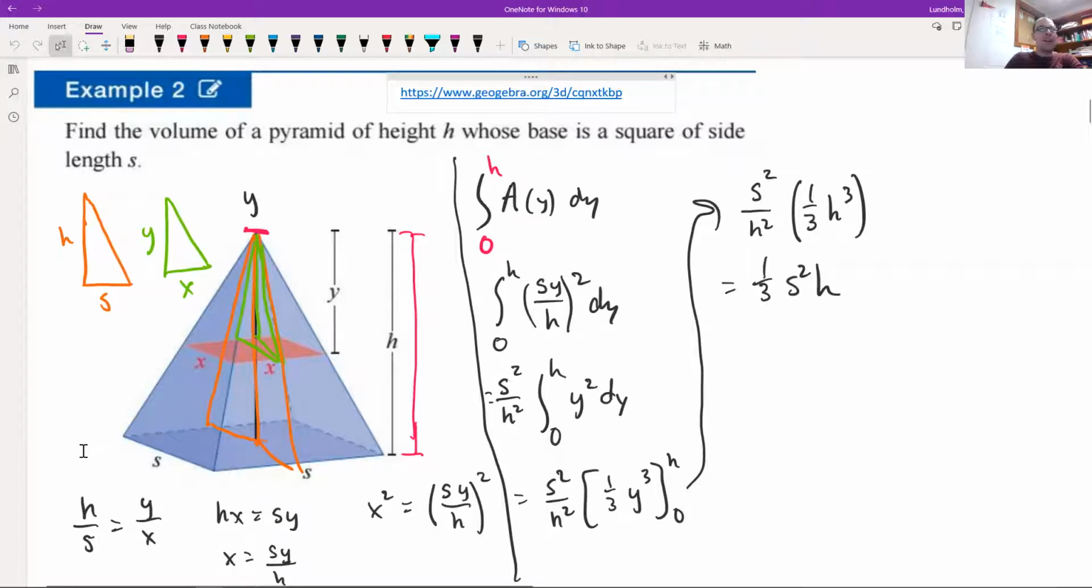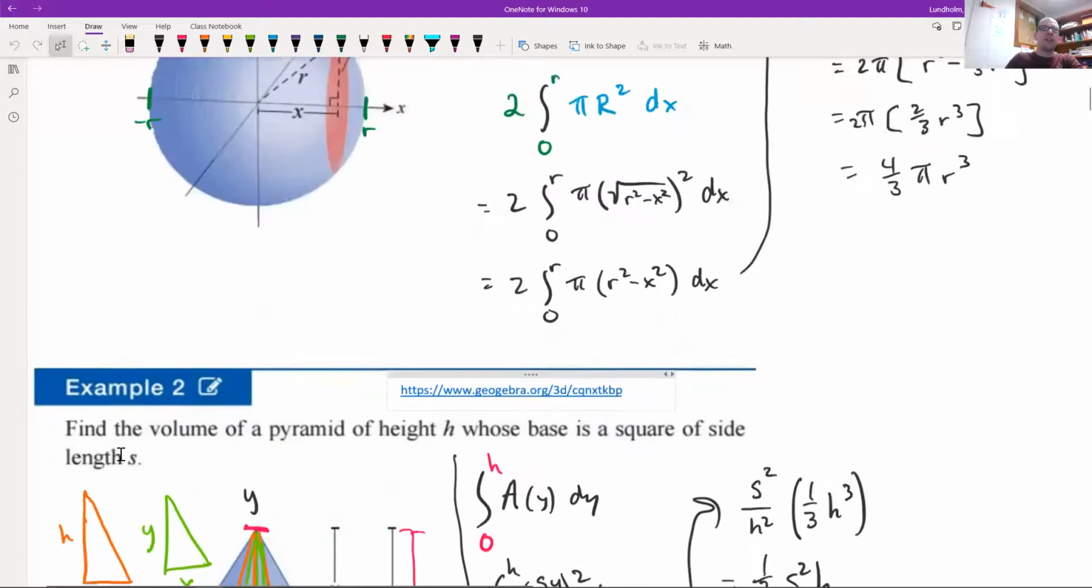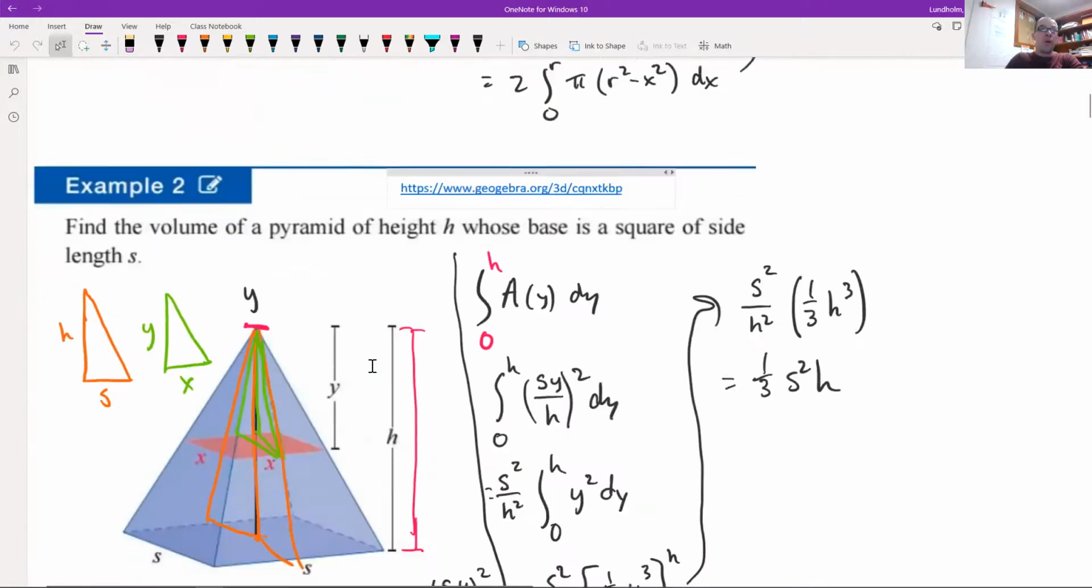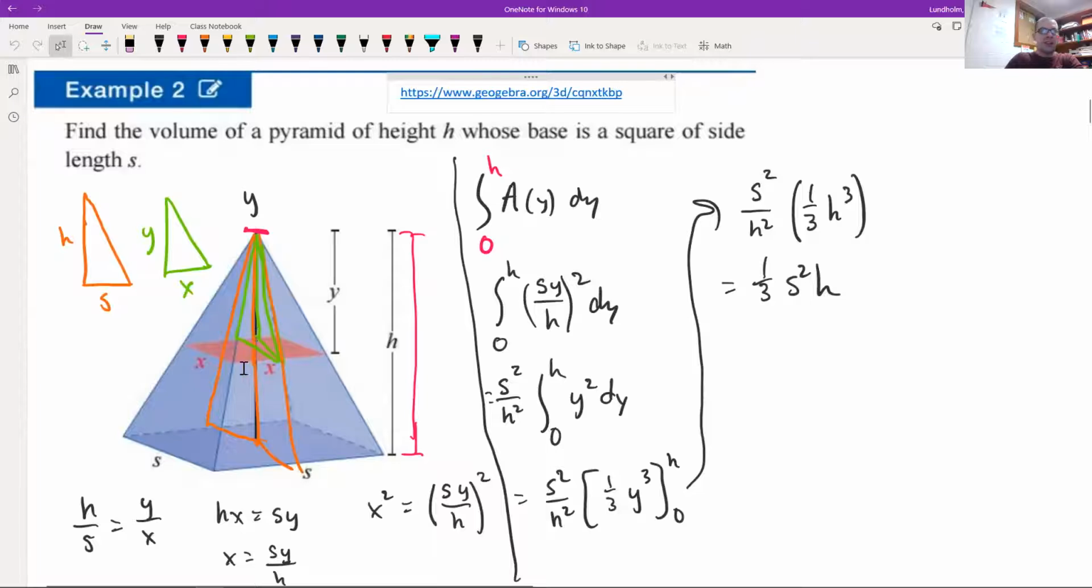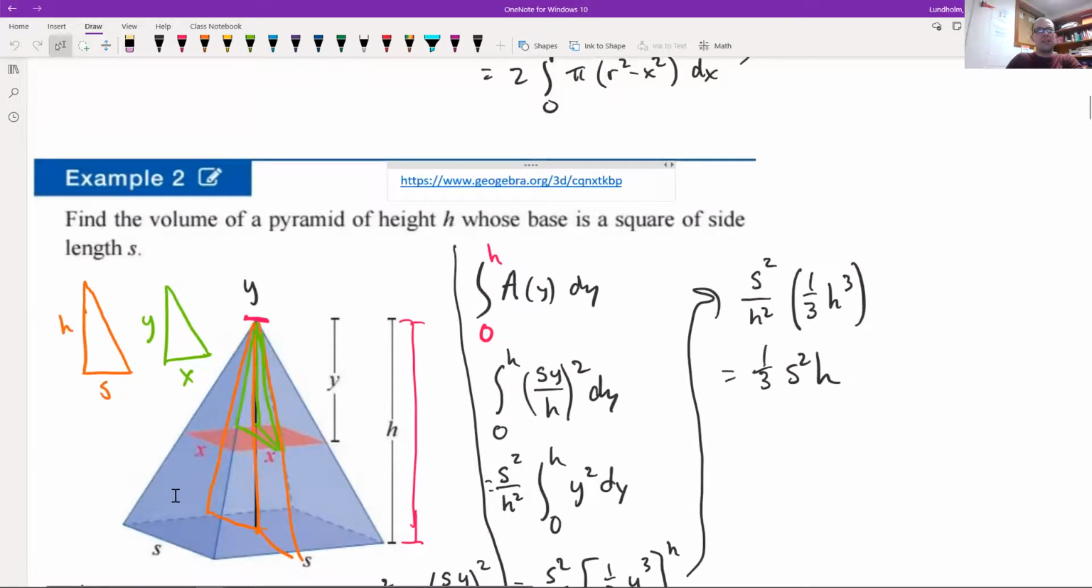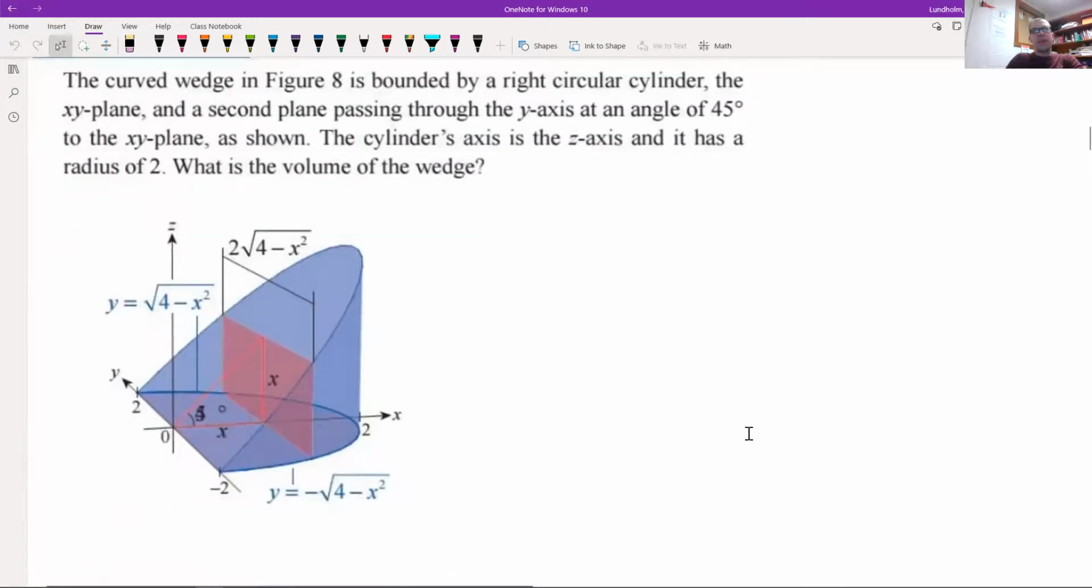So yeah, a lot of the time, if you're doing stuff by cross section, either you're going to be working in a familiar shape like a circle, and you're going to be able to find a nice formula for the area of cross sections that way, or using similarity sometimes is the way to go to help you figure out what those cross sections are. Okay, cool. All right, number 3.